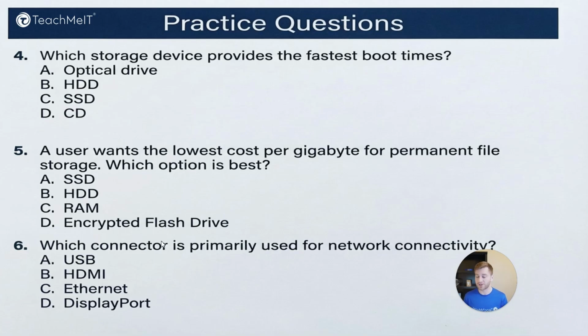Number 6, our last question here, which connector is primarily used for network connectivity? That is C, Ethernet cable or network cables. USB, HDMI, DisplayPort, these are not for network connectivity. USB, remember, those are mainly for our peripherals, multiple USB versions, multiple USB types, but we don't use them for network connectivity. HDMI and DisplayPort, those are monitor or video connections.